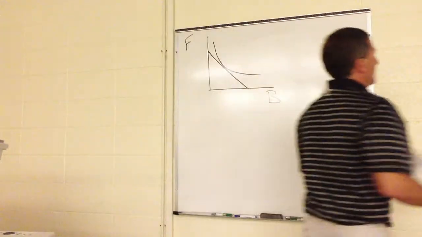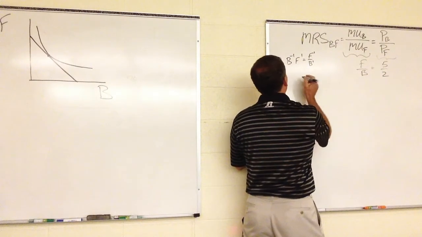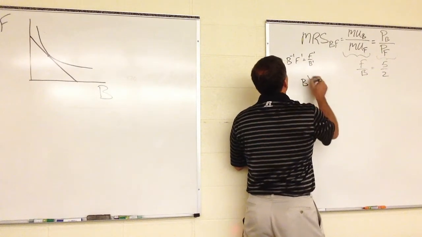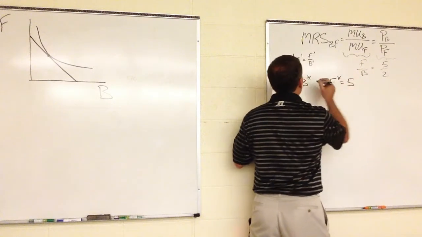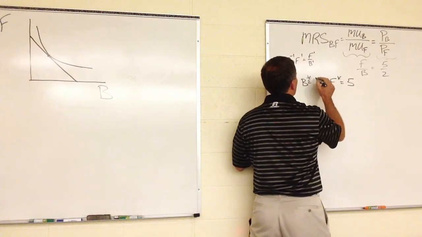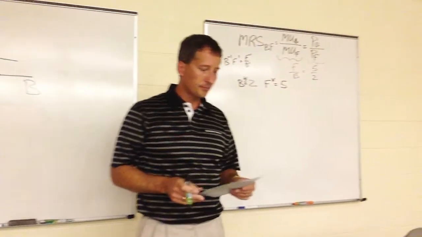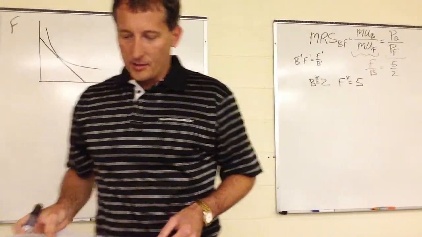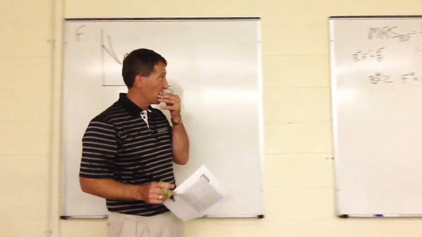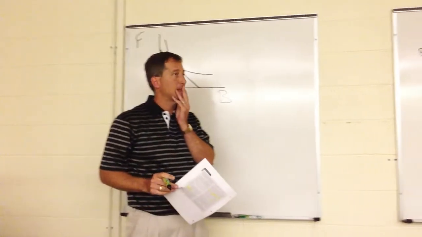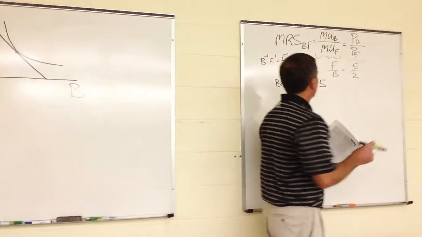5 fries and 2 burgers. So Taylor got burgers. Yeah. All right. So F star equals 5, B star equals 2. Okay. So how'd you get that? That is correct. I took the f over b equals 5 over 2, plugged it in, and solved it for f.